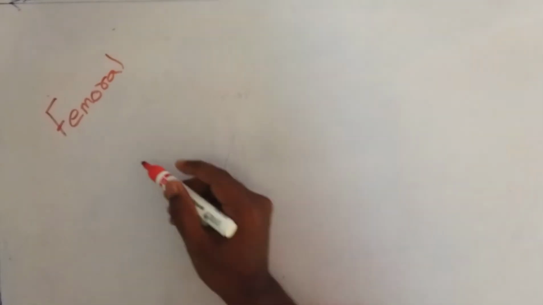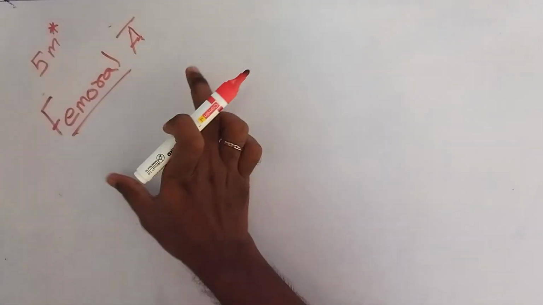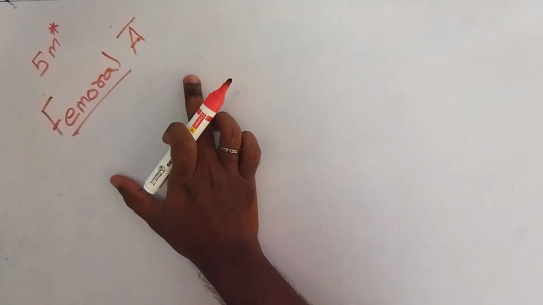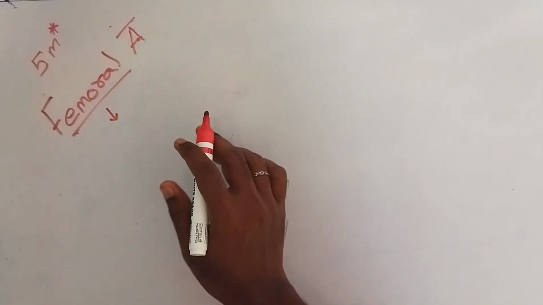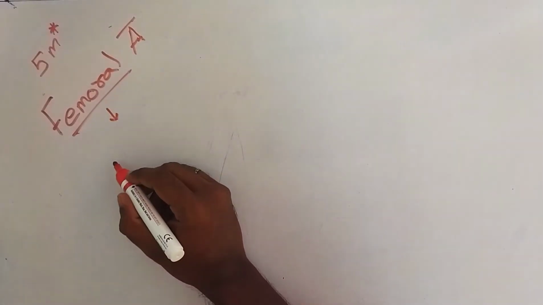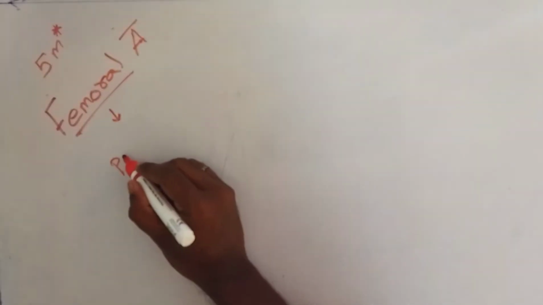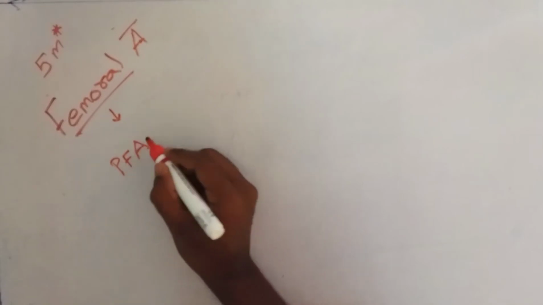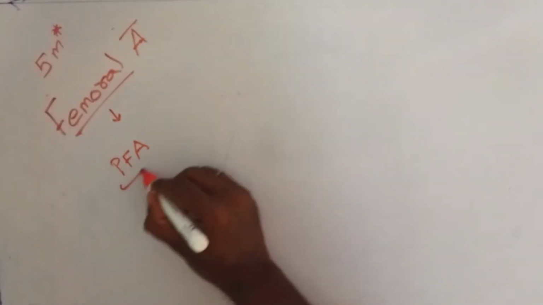Okay, you are now coming to the class. Today our class is about the femoral artery. It is one of the important questions for 5 marks for university exams, and it is included in 15 marks also. Along with this femoral artery, we will discuss one of its branches, that is the profunda femoris artery.